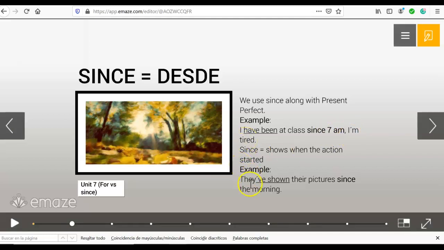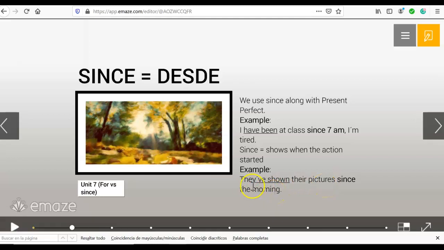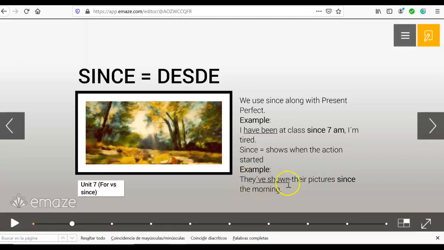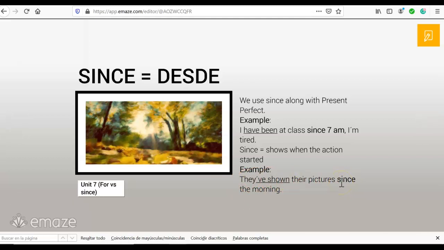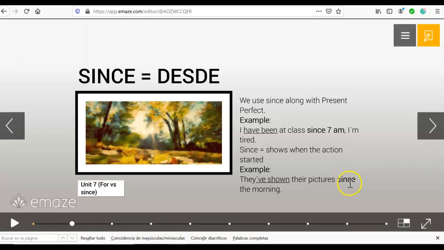Another example is: They've shown their pictures since the morning. So it means this group of people have shown some pictures since the morning. So we are talking about the time being afternoon. So since means "desde".